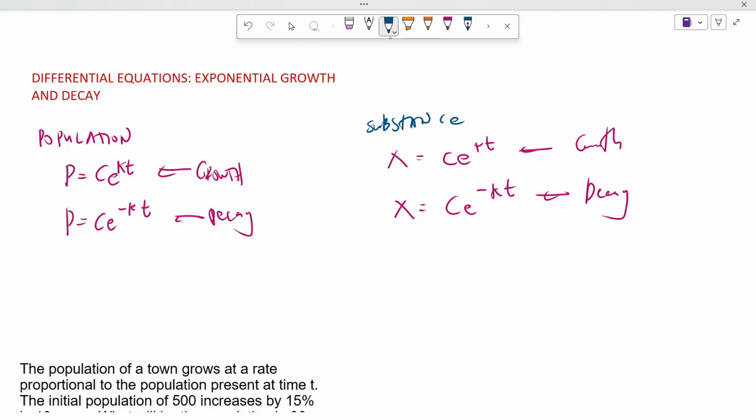Hello guys, so the topic today is about exponential growth and decay. This topic is under differential equations. These are applications of DE.